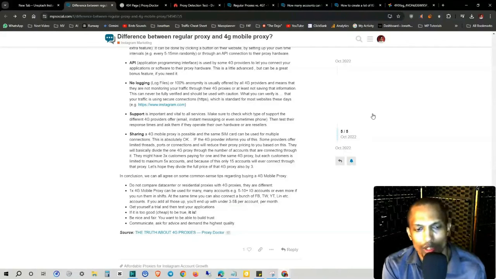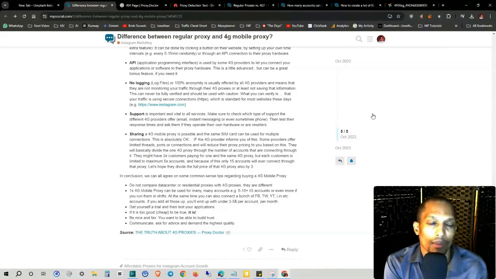Sharing a 4G mobile proxy is possible, and the same SIM can be used for multiple connections. This is absolutely okay if the 4G provider informs you of this. Some providers offer limited threads, ports, or connections and reduce their proxy pricing to you based on this. They will basically divide the one 4G proxy by the number of accounts that are connecting through it. They might have 3 times the customers paying for one and the same 4G proxy, but each customer is limited to a maximum of 5 accounts. Because of this, only 15 accounts will ever connect through that proxy. Let's hope they divide the full price of that 4G proxy also by 3.